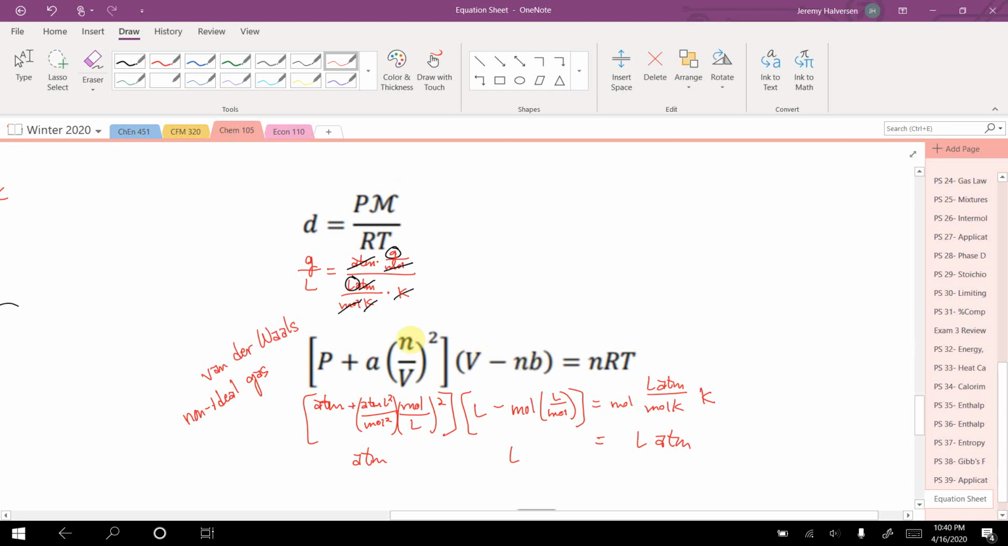Now you see N is in 3 different spots here. V is in 2 different spots here. So you probably won't be asked to solve for N or V, because mathematically you probably don't know how to do that. But pressure is the most common to be asked for. You could also be asked for temperature.